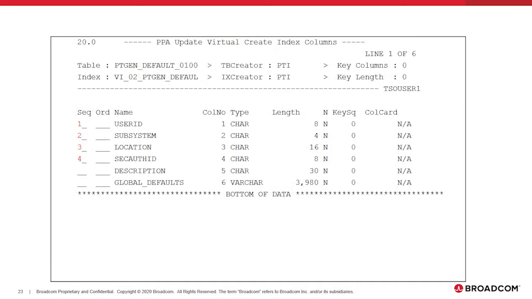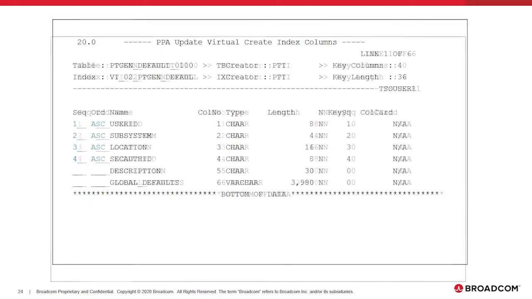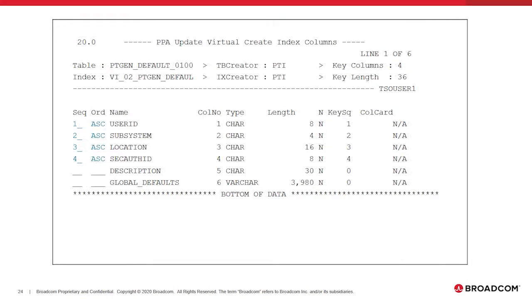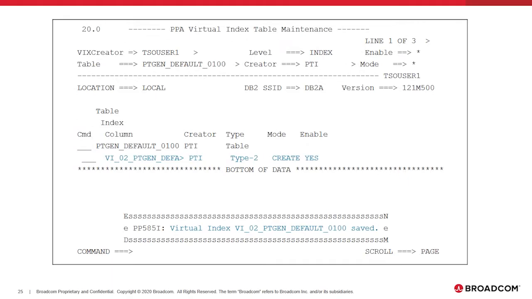Then all the columns for the table are listed below. We can select the columns for the index and key in the sequence number. Then press Enter. Then the result can be saved, showing the confirmation info. Then press F3 to return. Here we can see a virtual index has been created and enabled. The Db2 optimizer can use it when the next SQL explain is executed.